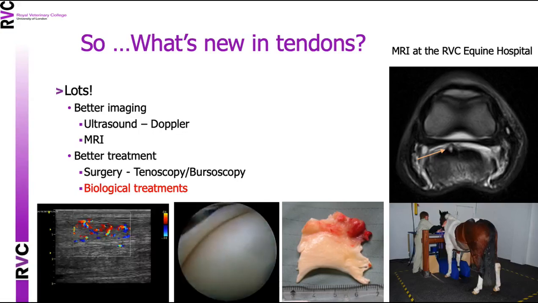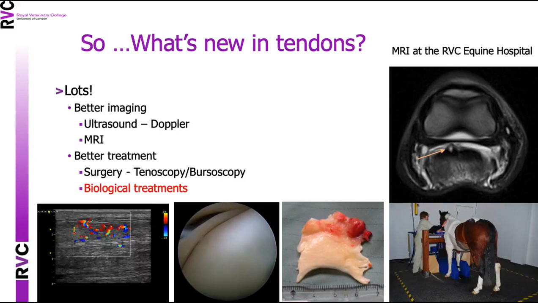And we can resect these tissues. This is a manica flexoria tear shown in the video here, but also this is post-resection, where we have a good prognosis when we've removed those damaged tissues. But sometimes we can't do that, and the tendon itself is damaged, and if we remove that, that would obviously compromise the function of the limb.